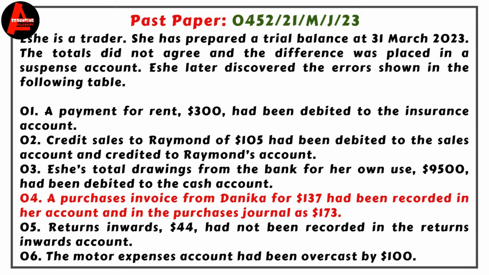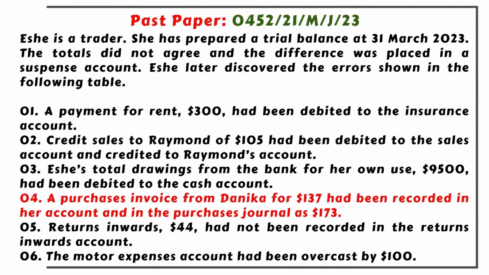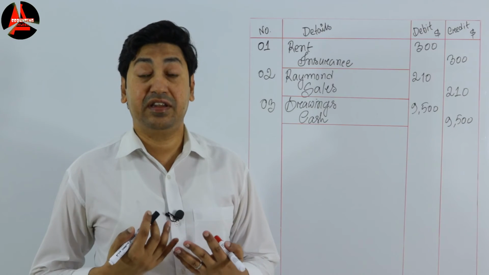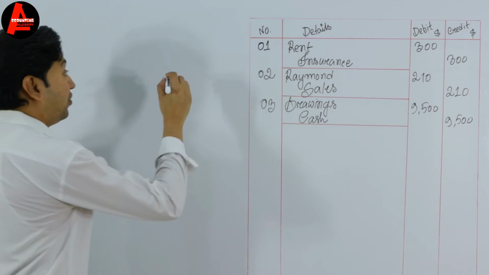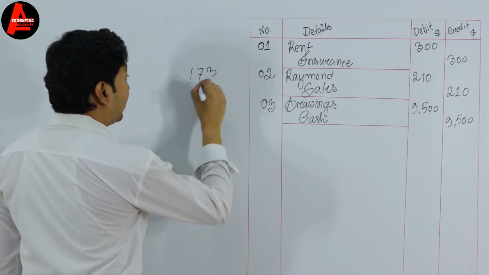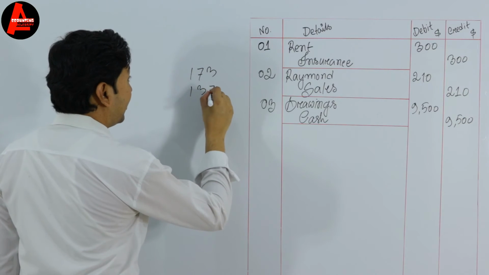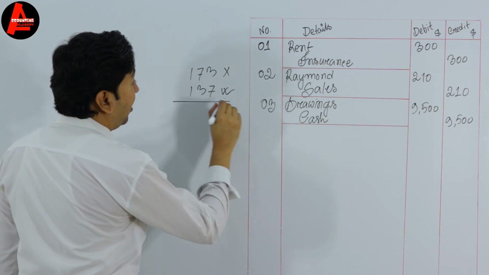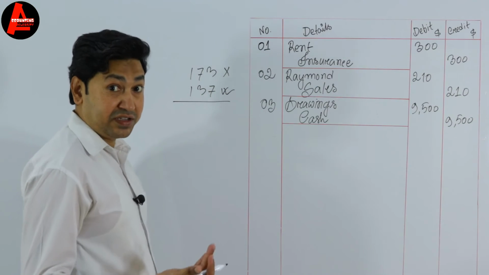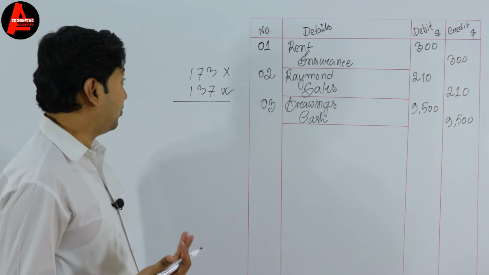A purchases invoice from Danika for $137 had been recorded in her account and in the purchase journal as $173. Okay, it should be 137, but it is written as 173. Okay, so the correct amount is 137. Yeah, this is wrong, this is the correct amount. Okay, so now how much amount is here? Overcast. Yeah, we have to check.